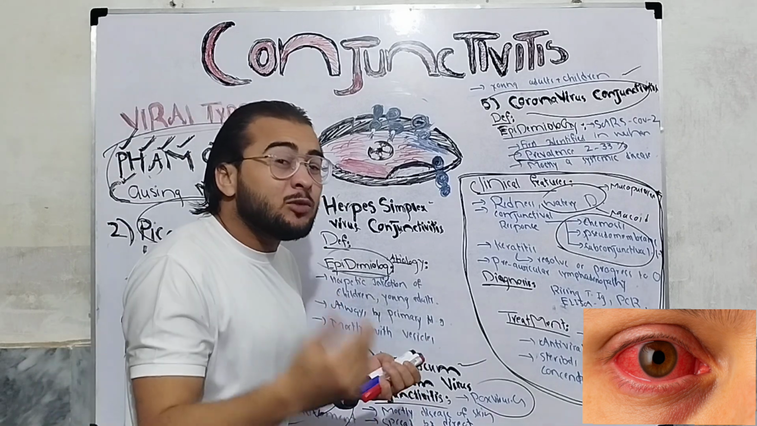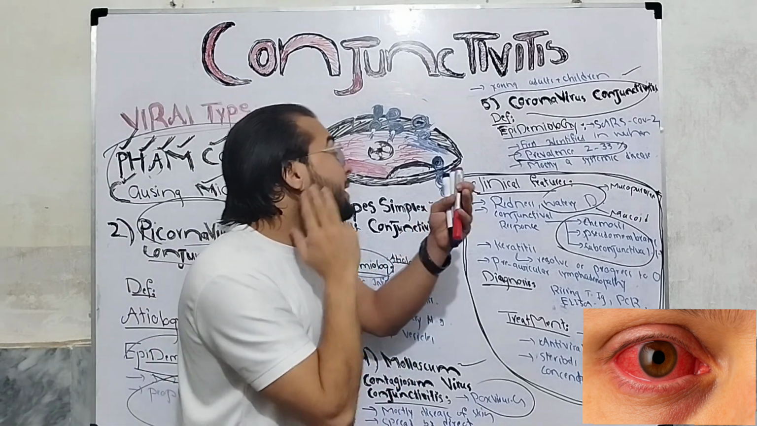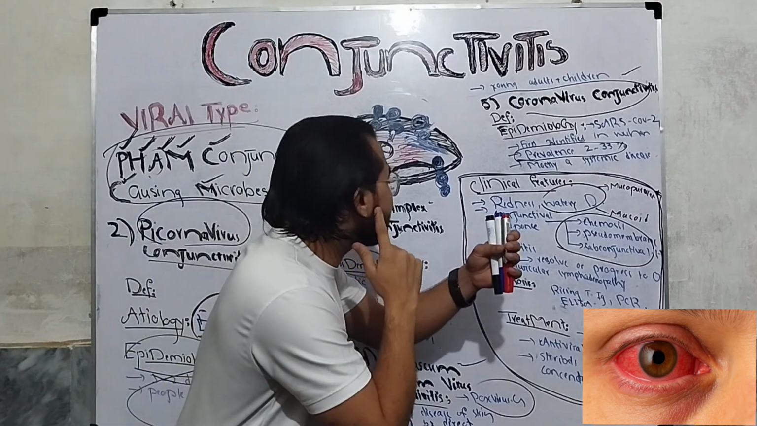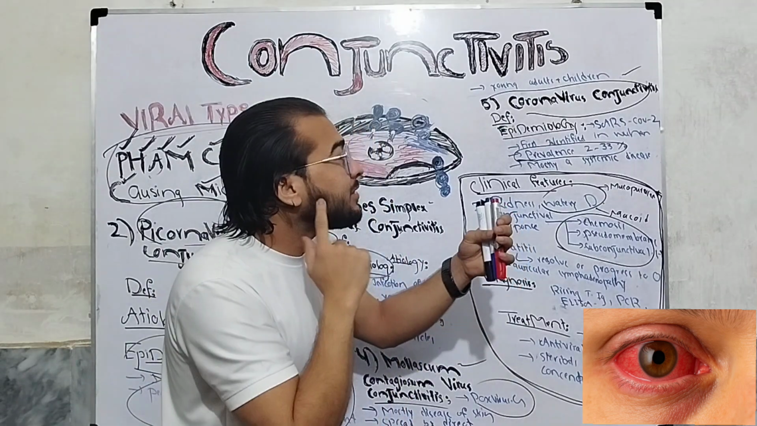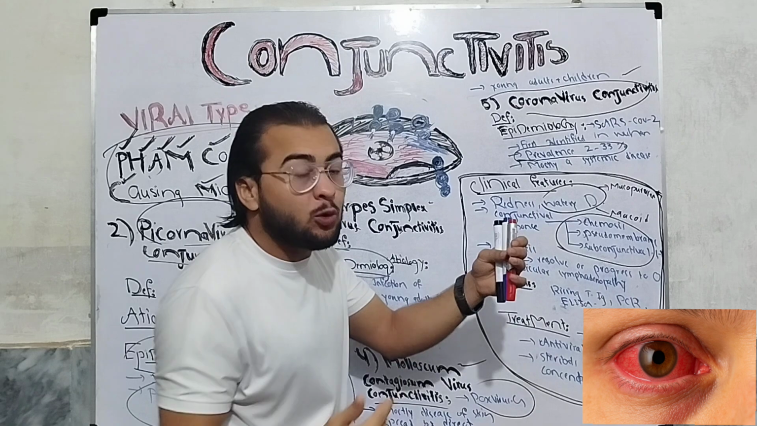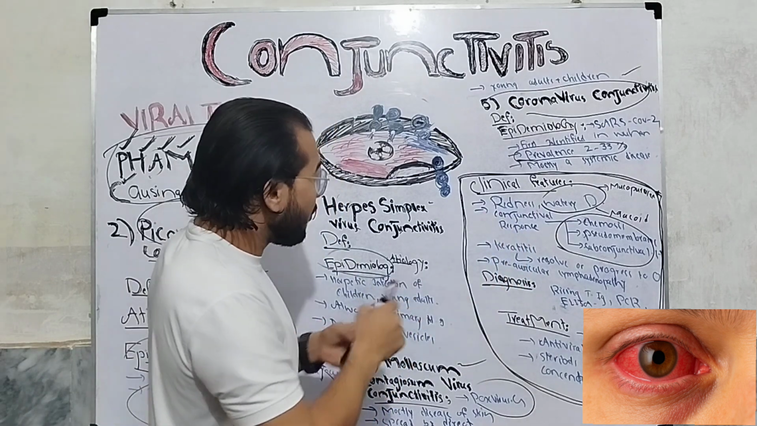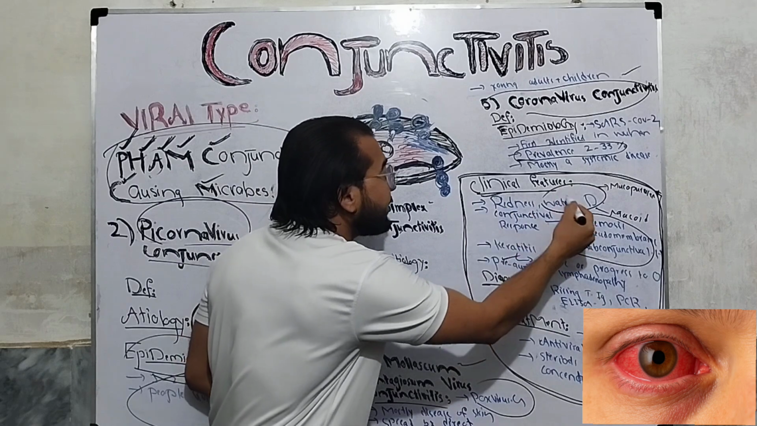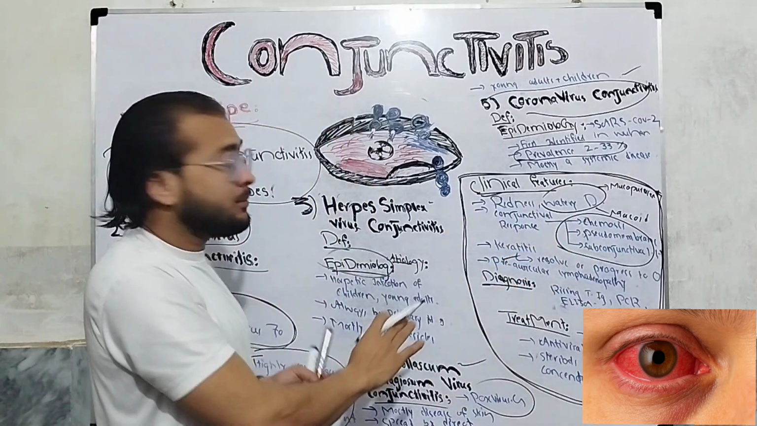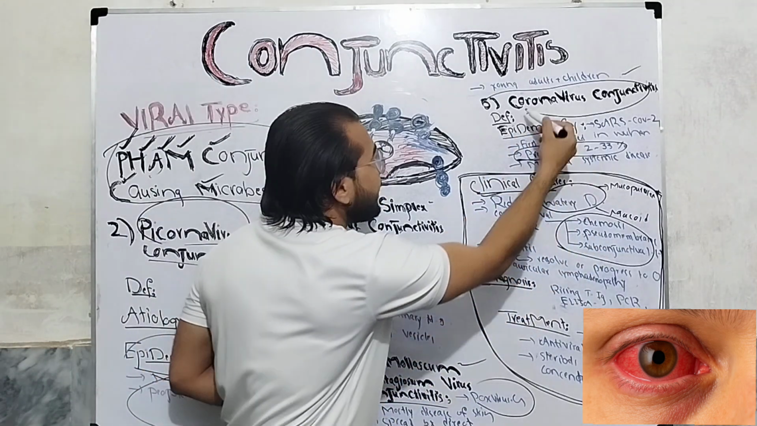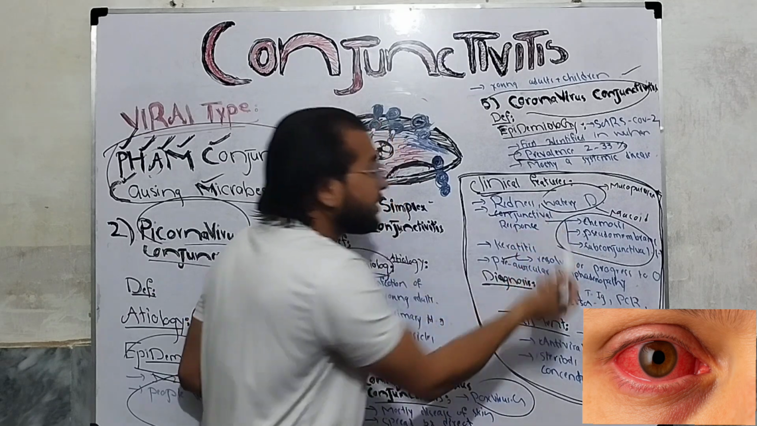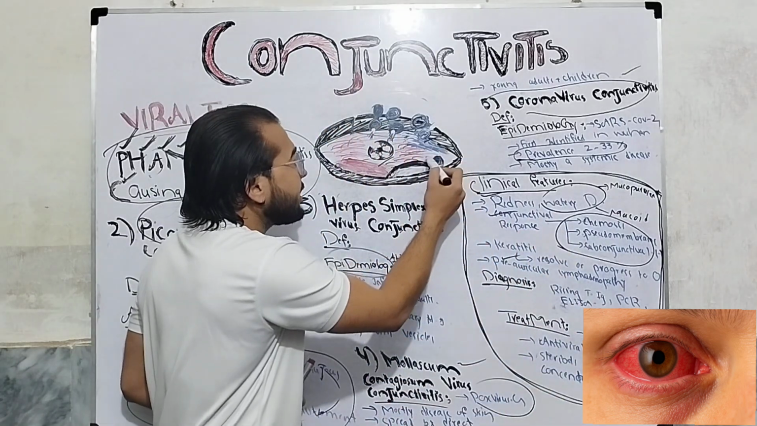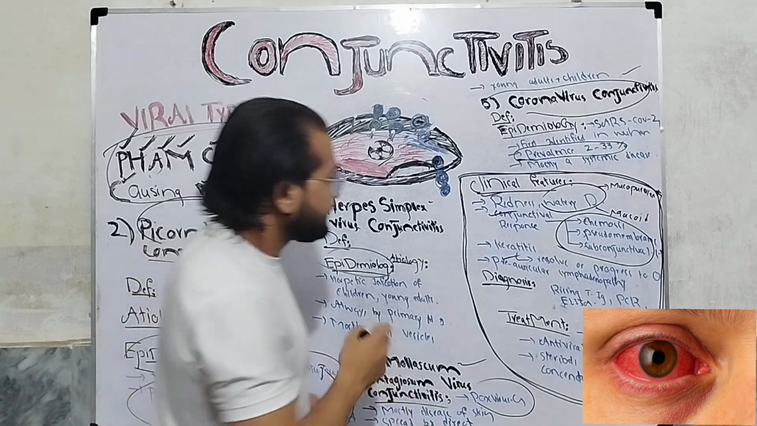Now the person with the viral infection will have pre-auricular lymphadenopathy. The pre-auricular lymph nodes will also be involved, and this is called pre-auricular lymphadenopathy. It will also be present in viral types of conjunctivitis. So we will have redness and discharge. Discharge is watery, but in molluscum contagiosum and corona it is different. We will have conjunctival response: it may be subconjunctival hemorrhage, pseudomembrane, or chemosis.